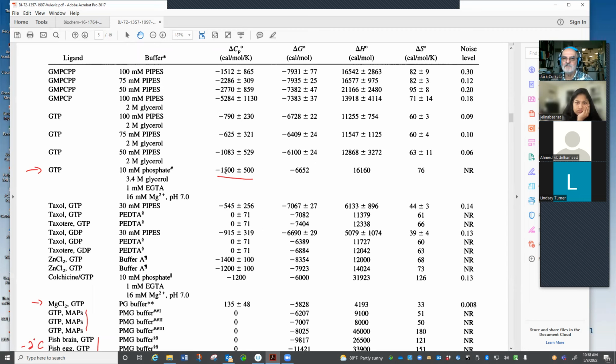Minus 1500 is delta Cp. There's a positive enthalpy. There's a positive entropy. This is consistent with the hydrophobic effect. That's also what's reported in Ross and Subramanian. Remember that, okay? All right, release of water, breaking of hydrogen bonds in the water that would be bound to the hydrophobic surface, burying of hydrophobic surface.